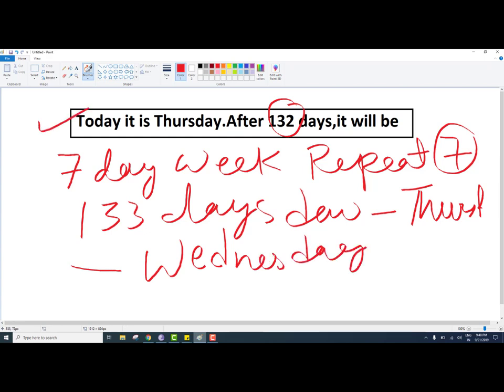Like that question, you have to only calculate the value divisible by 7 near to the asking days. Then you can easily calculate the day after X days.